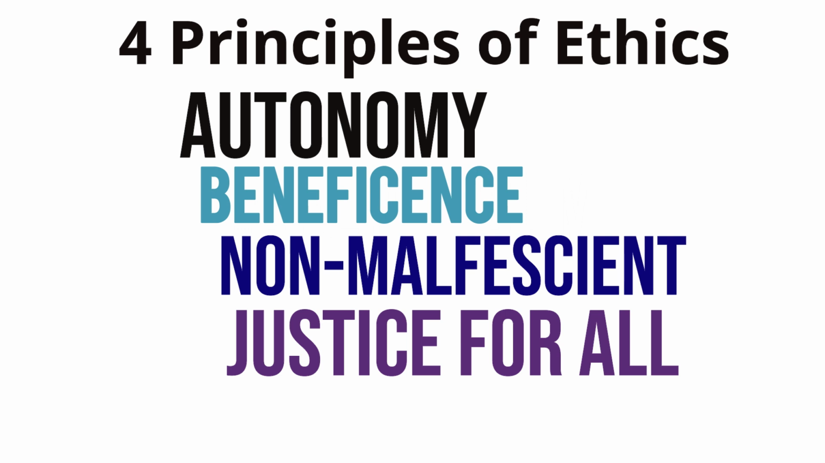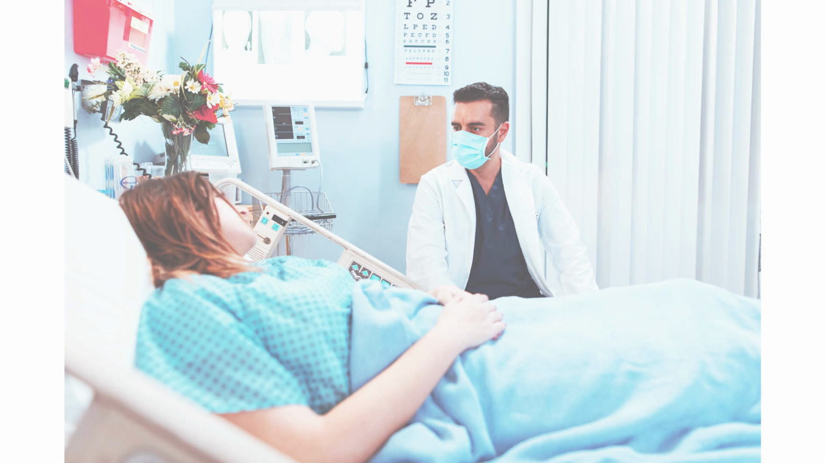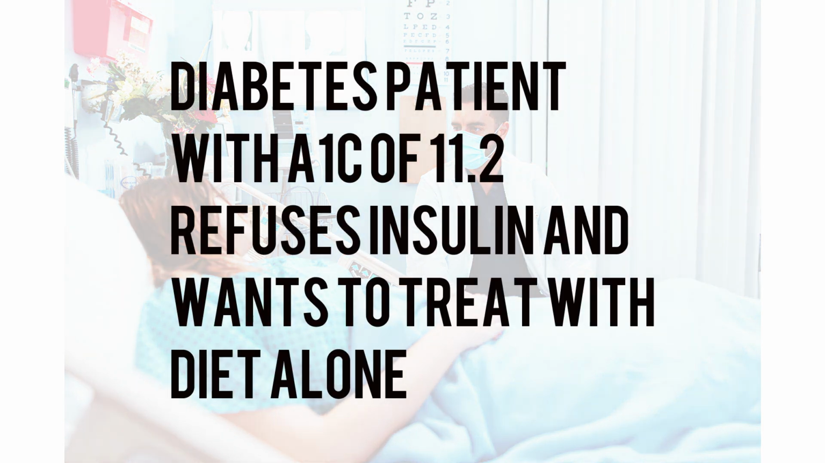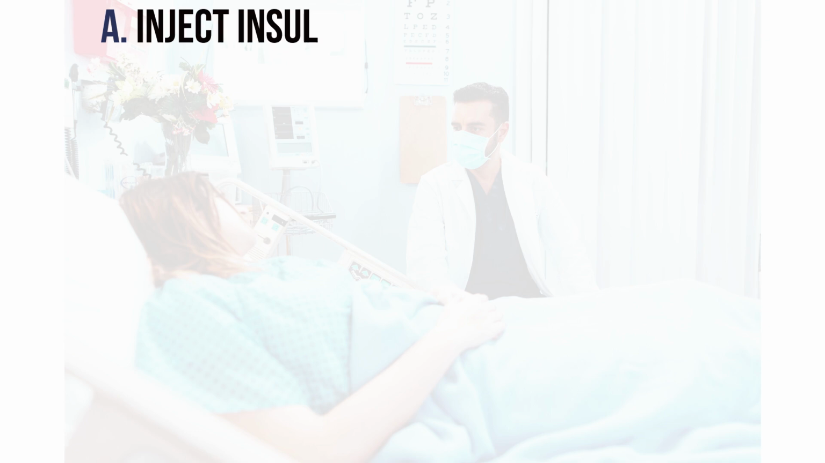So here is how it's presented. A competent adult patient with newly diagnosed type 2 diabetes refuses insulin and states they prefer to manage their condition with diet alone, despite their hemoglobin A1C of 11.2%. What is the most appropriate response?